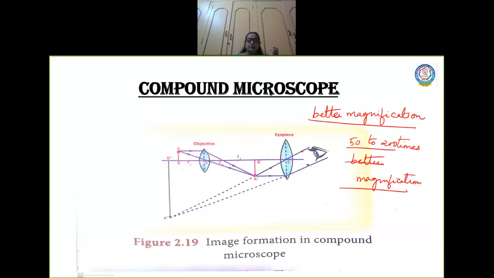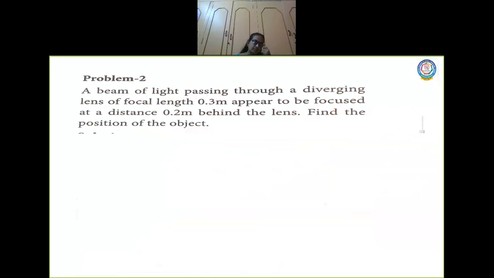Okay, now I am going to discuss some problems which are there in the textbook. Now this problem is a book back problem, a solved example. A beam of light passing through a diverging lens of focal length f = 0.3 meter appears to be focused at a distance of 0.2 meter behind the lens.